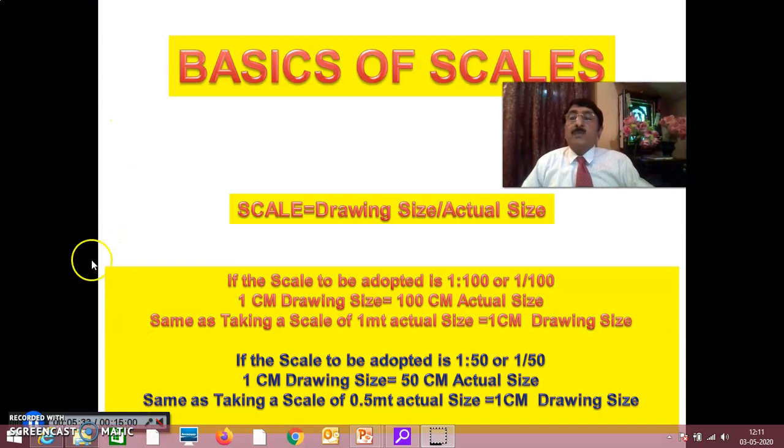Okay, this will be 210, and this will be 297 mm. You see that the entire drawing comes on a 210 by 297 A4 size sheet. You have to adopt a convenient scale. Okay, this is the basics of scales. I have told you, never forget: scale is always equal to drawing size by actual size.